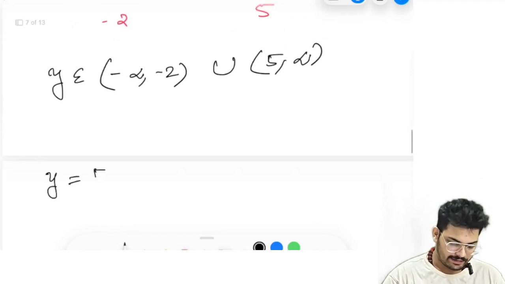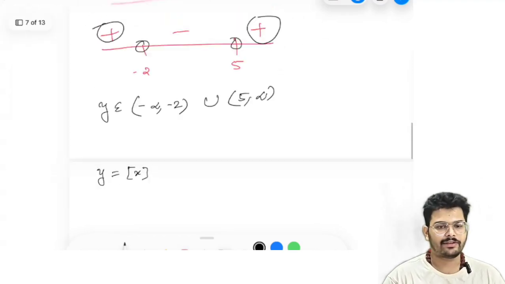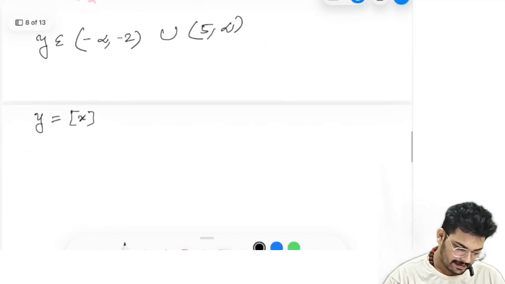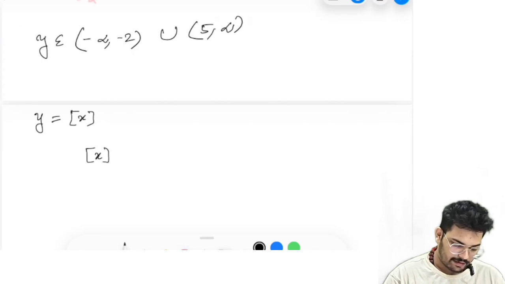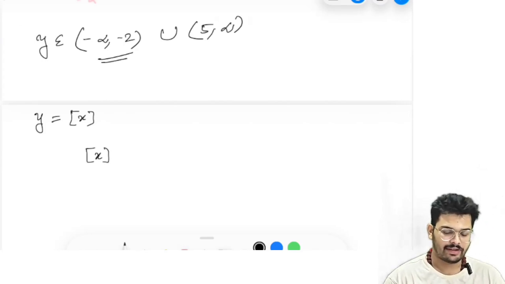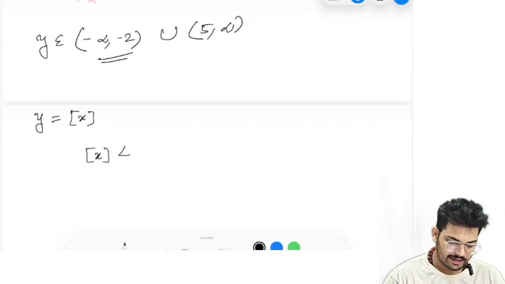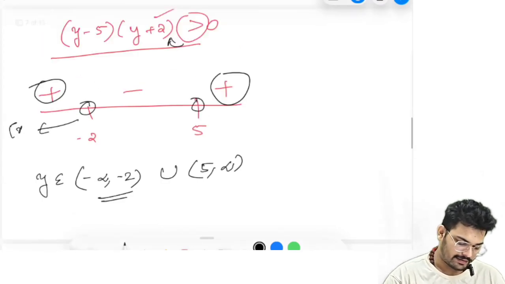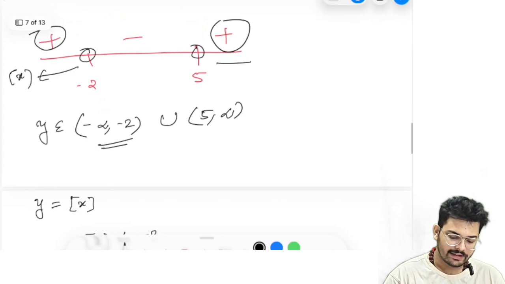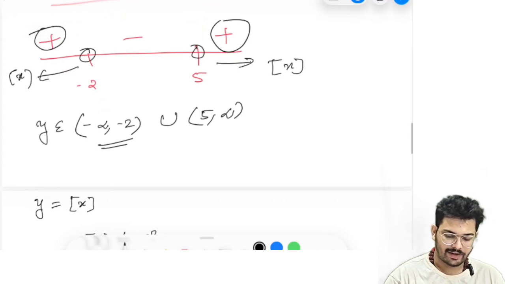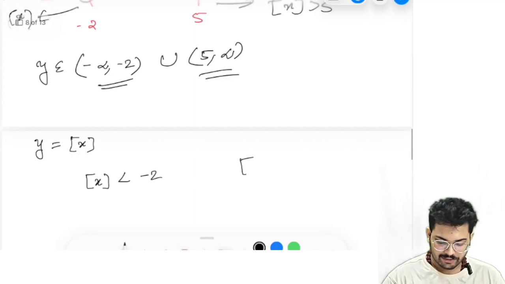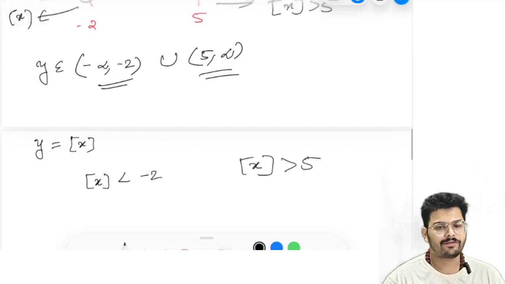Now actually, what is the value of y? Y is basically the greatest integer function, box x. Here box x is an element of minus infinity to minus 2, which means box x is less than minus 2. And the other region is y greater than 5 to infinity, which means box x is greater than 5.